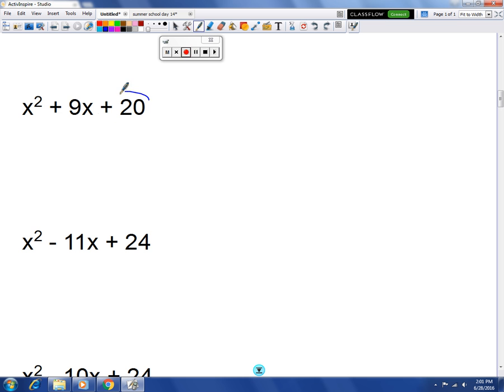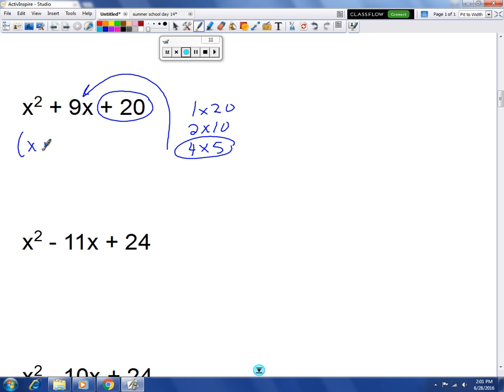Okay, here's a positive 20. Okay, all right, 1 times 20. And again, you wouldn't have to write these down every time. Okay, develop your mental math. Looks like that's going to make that 9 right when you add them.